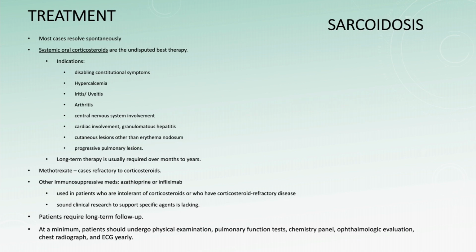All right, how do we treat sarcoidosis? Well, the good thing is that most cases resolve spontaneously. We have to do nothing for them. But the mainstay of treatment for sarcoidosis is systemic oral corticosteroids. So steroids for sarcoidosis, SNS, okay? And the indications are going to be having any of these symptoms listed here, and sometimes long-term therapy is required, okay? If the initiation of corticosteroids doesn't work, then we consider giving methotrexate and other immunosuppressive medications.